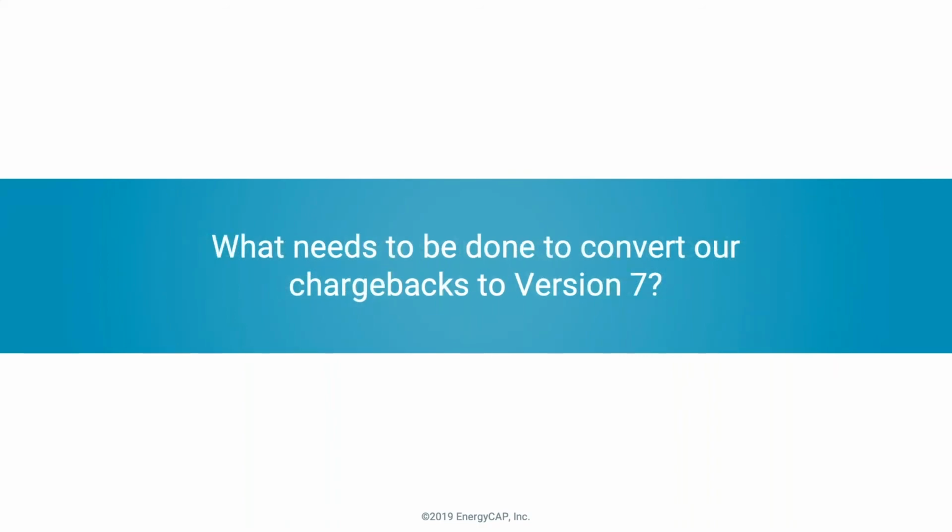The next question that we had was, what needs to be done to convert our chargebacks to version 7? Well, as I just mentioned, the easiest way to do this is to simply run one of the conversion setup spreadsheets. You can download one of those conversion setup spreadsheets just to see how things will be configured in version 7. Even if you don't upload it to EnergyCAP version 7, you'll be able to have a snapshot of how EnergyCAP has interpreted your data.